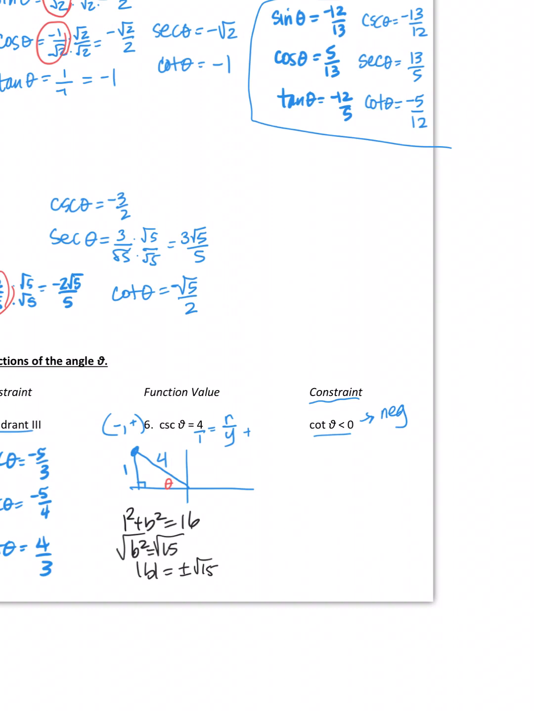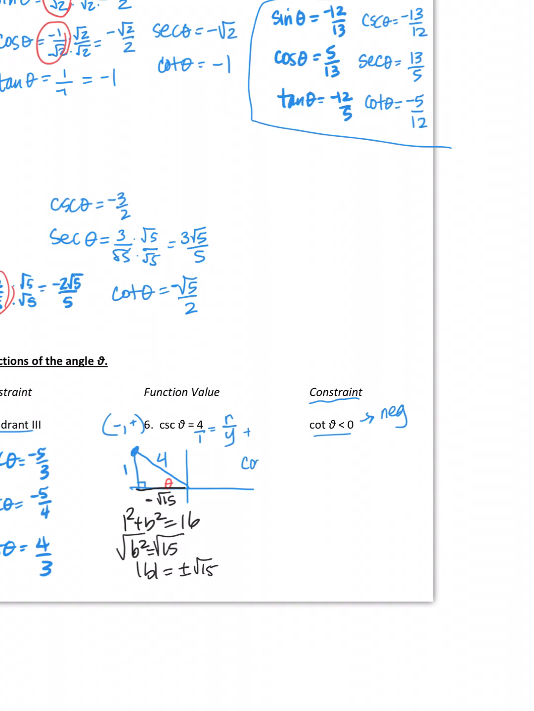Now I have to look and decide. This is an x value in quadrant 3. So it's going to be the square root of 15, but it will be negative, correct? It will be a negative square root of 15. So just be aware of that. It can be negative if it's a leg of your right triangle. Now we can find our 6 trig values.